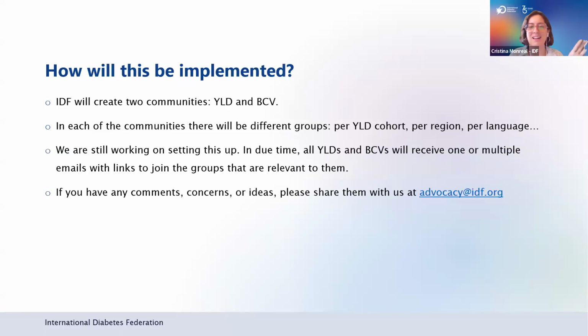So yeah, this was a bit of an introduction, just a few more notes on how this will be implemented, because this is first being tested with the networks. So there will be a community for YLD and a community for the VCVs. And there will be different groups in the community. We will decide, but we're throwing around ideas regarding cohort, region, or language, just things that would make sense for the engagement to happen and to take place. But yeah, we're still working on setting this up, but you will receive an email in due time with a link to join the groups that are relevant to you. And that way you will, as I said, through the group, be joining the community as well.